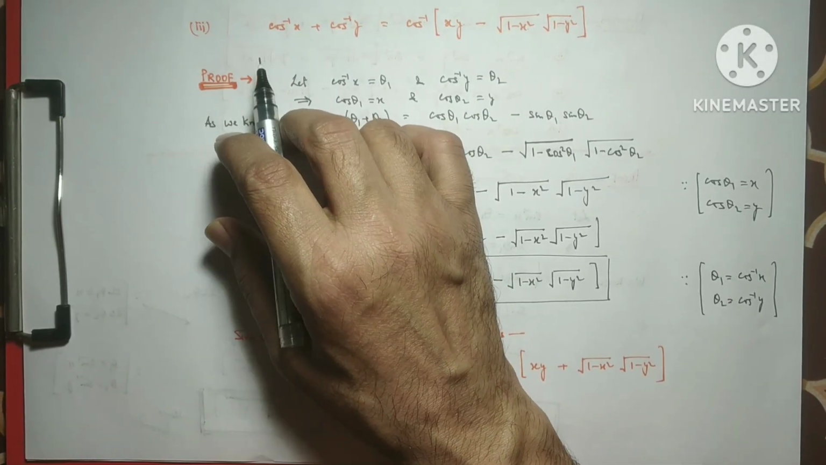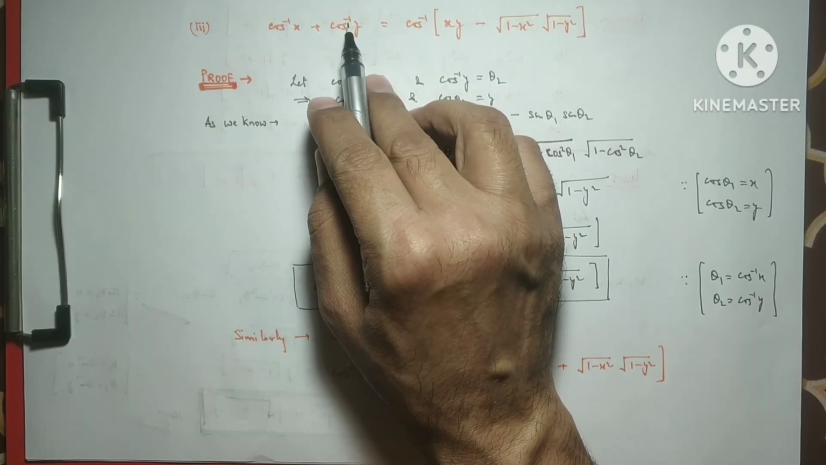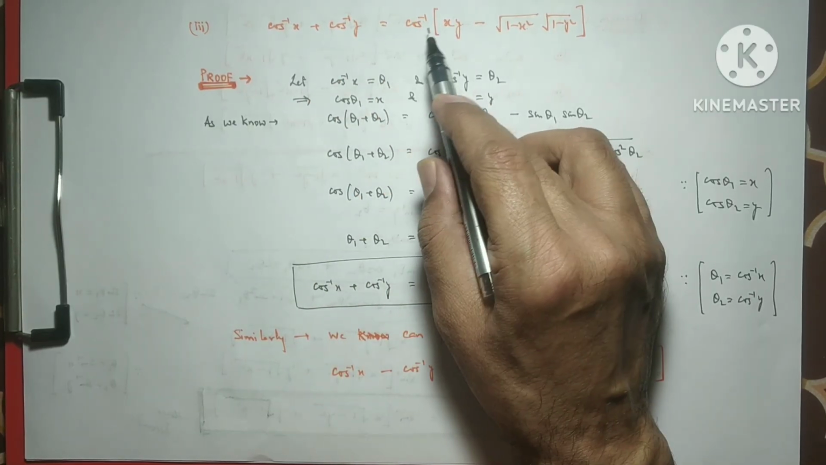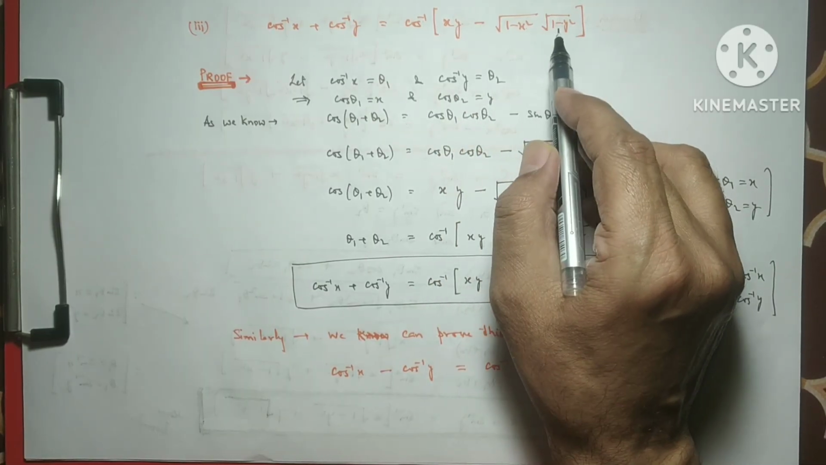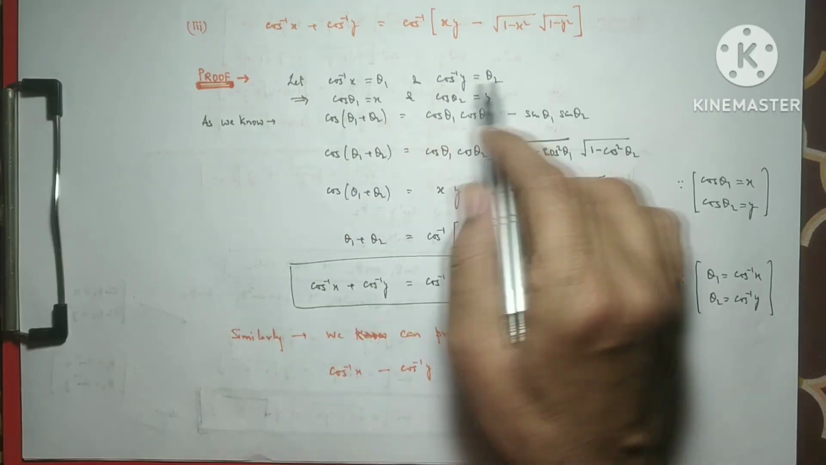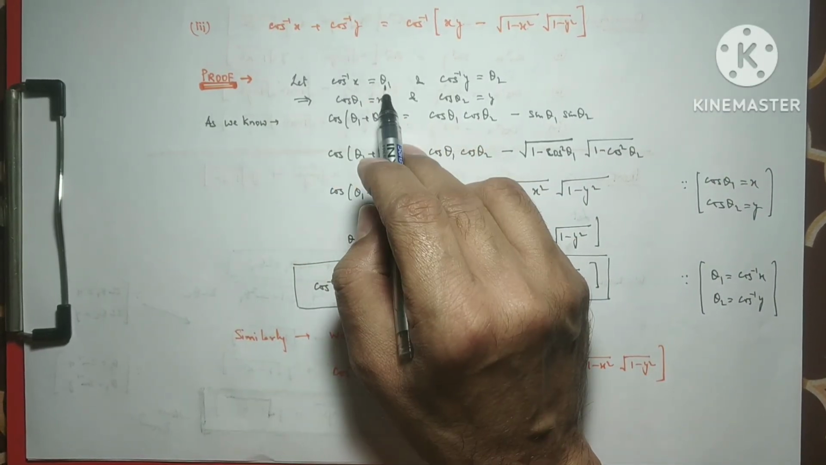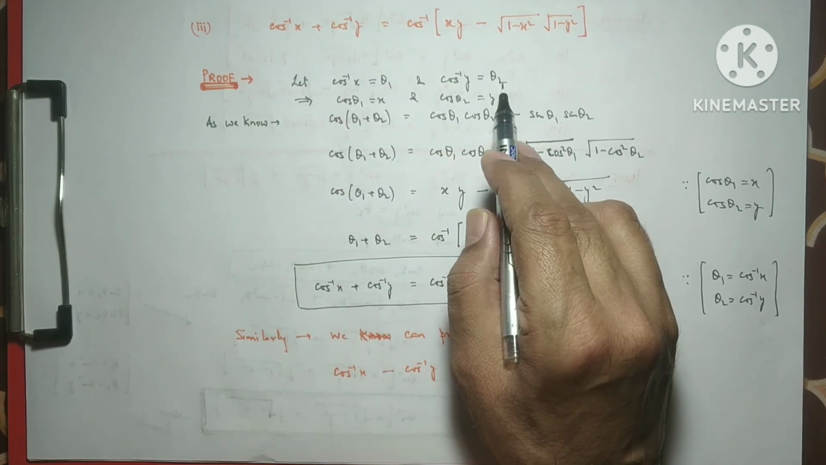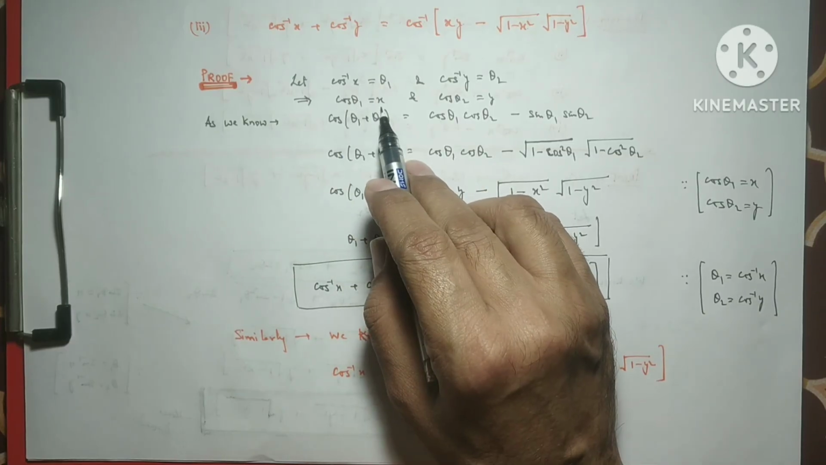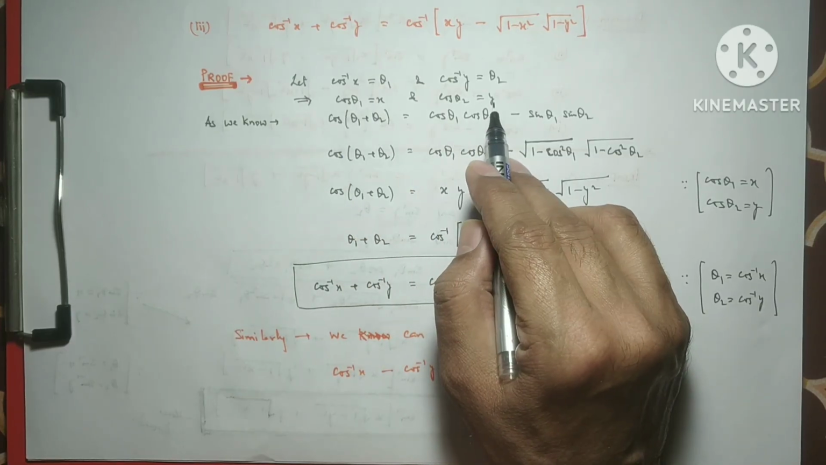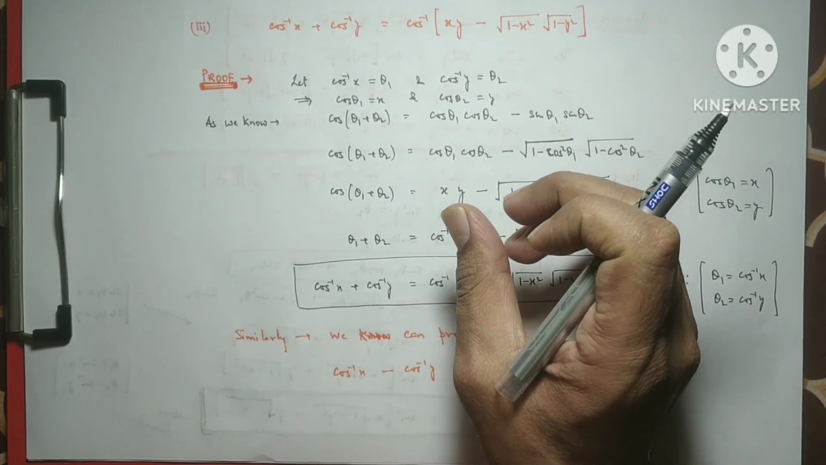Now the next part of this theorem, theorem number 11, is cos inverse x plus cos inverse y, and it is equal to cos inverse of xy minus under root of 1 minus x square into under root 1 minus y square. For proving this we consider two angles, cos inverse x as theta 1 and cos inverse y as theta 2. So on changing this we get cos theta 1 equals x and cos theta 2 equals y, and according to the picking formula we have a trick.